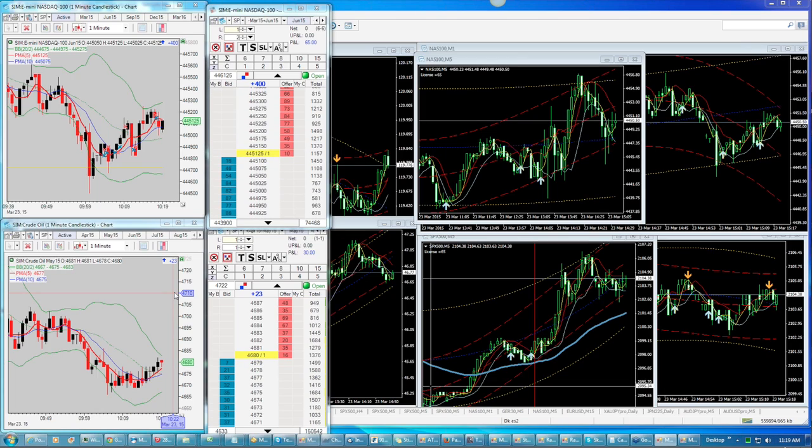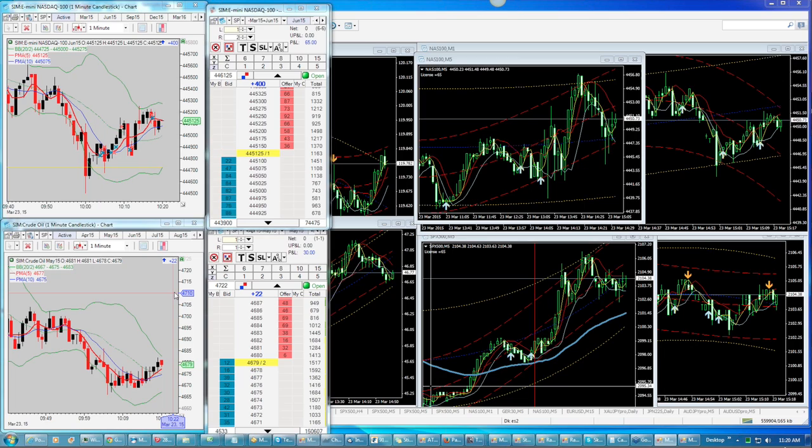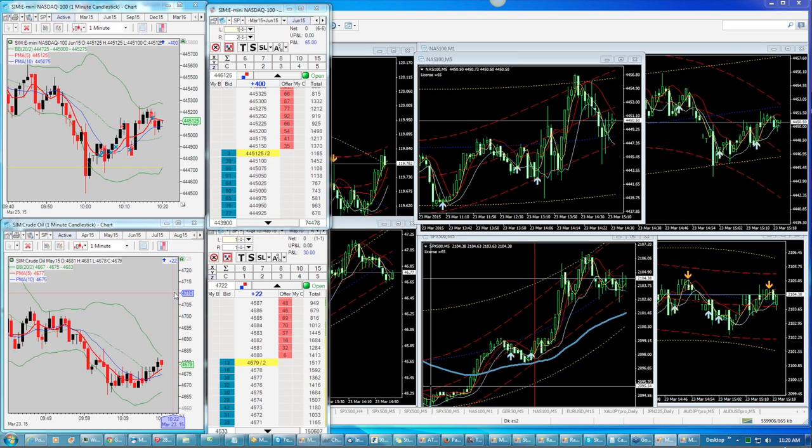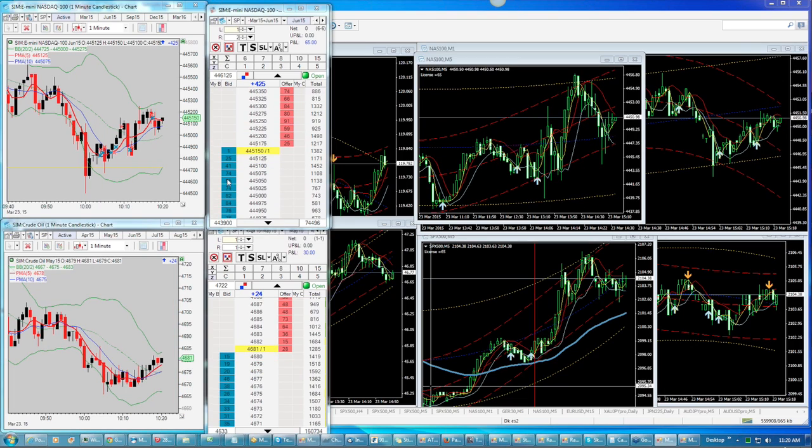I have created an app, or a trading system, that actually trades this style automated. And we will definitely roll that out at some point.